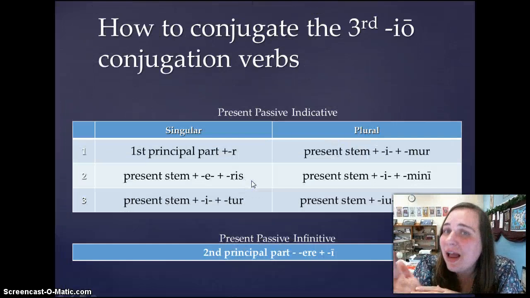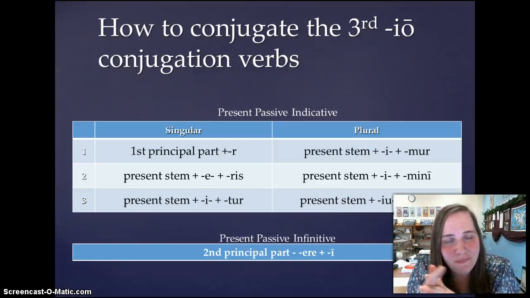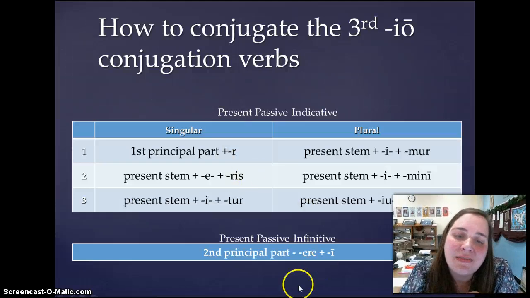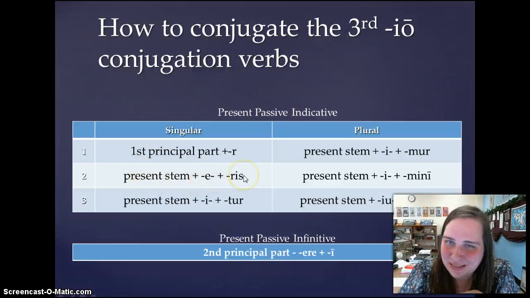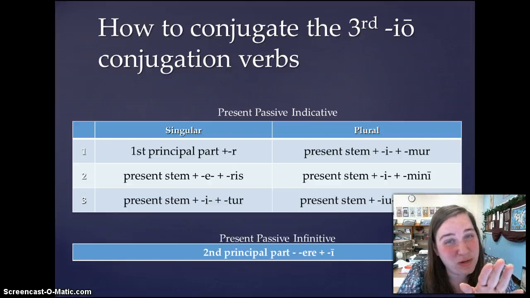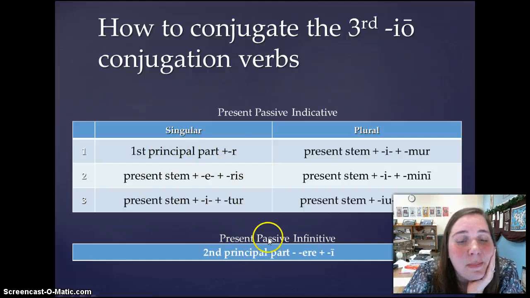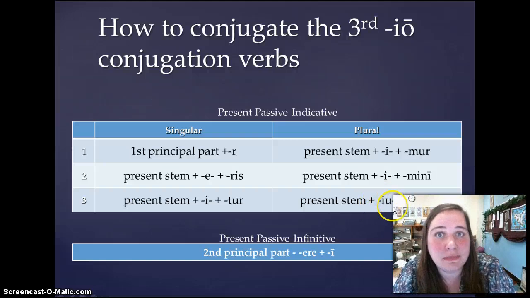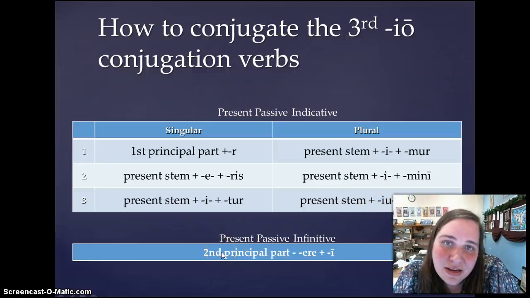All right, third IO pretty much works the same way, except for with the I, for the most part. Present passive indicative is first principal part plus the R. Second person singular is present stem plus the E plus the -ris. Now you would expect this to be an I, but it's not. It's an E. That's one of those weird little things that happens here in the passive. But then after that, we switch to the I, just as you would expect, plus the IU in the third person plural, okay? Like the third conjugation, third IOs remove the entire ERE and replace it with an I, okay?